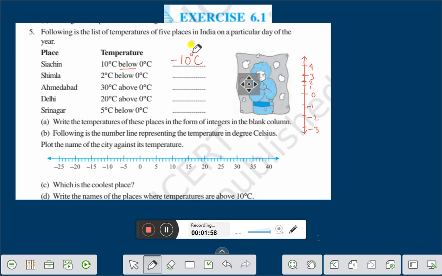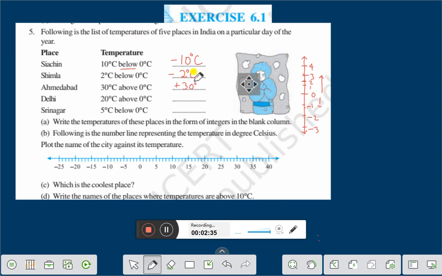Now question number B is similar. 2 degrees centigrade below 0 degrees. That means it is minus, that is minus 2 degrees centigrade, right? Next question. 30 degrees centigrade above 0 degrees. Here you see above is positive and below is negative. Above is positive, so 30 degrees centigrade above 0 degrees is plus 30 degrees centigrade.